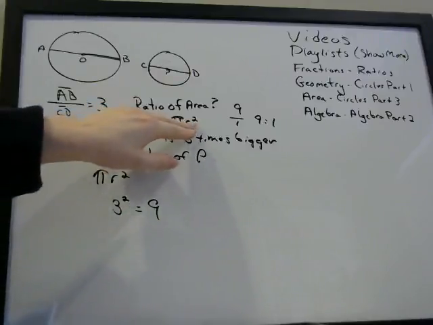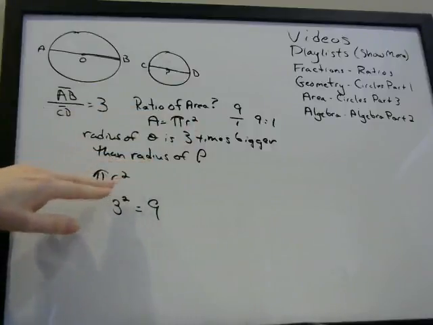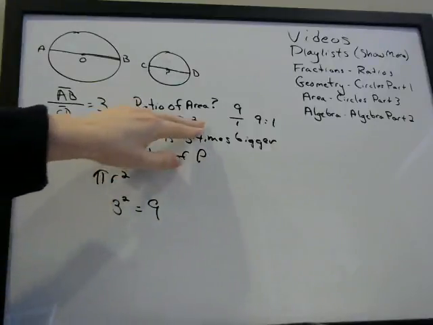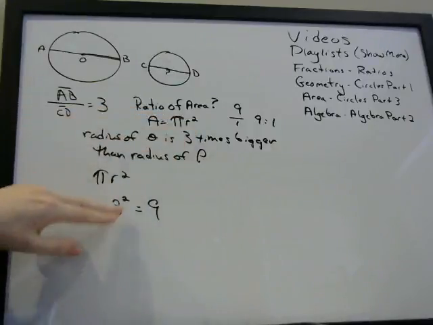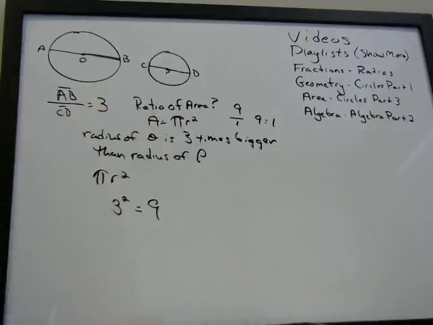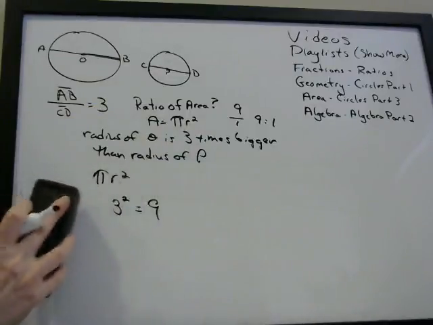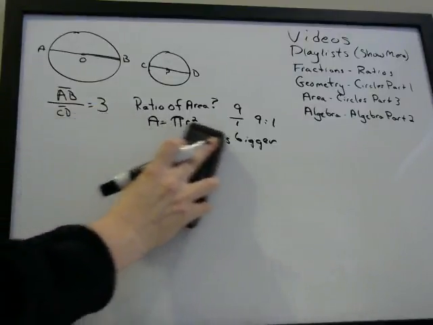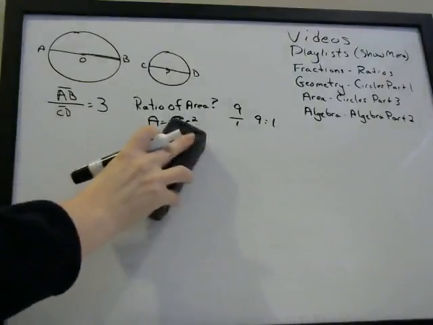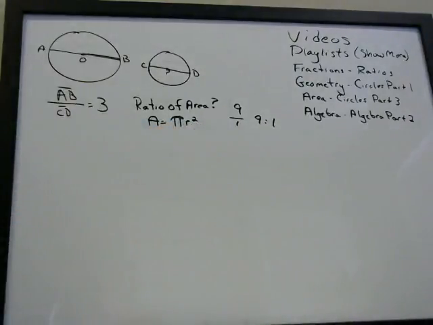But sometimes people can't see this relationship, that if the radius is 3 times bigger, then when you square it, it's going to be 9 times bigger. So I'm going to actually put numbers into the problem, and you'll see that we get the same answer. A lot of times when I get a question like this, I like to put numbers in, so that instead of thinking theoretically, we can just do a problem and then find the answer.